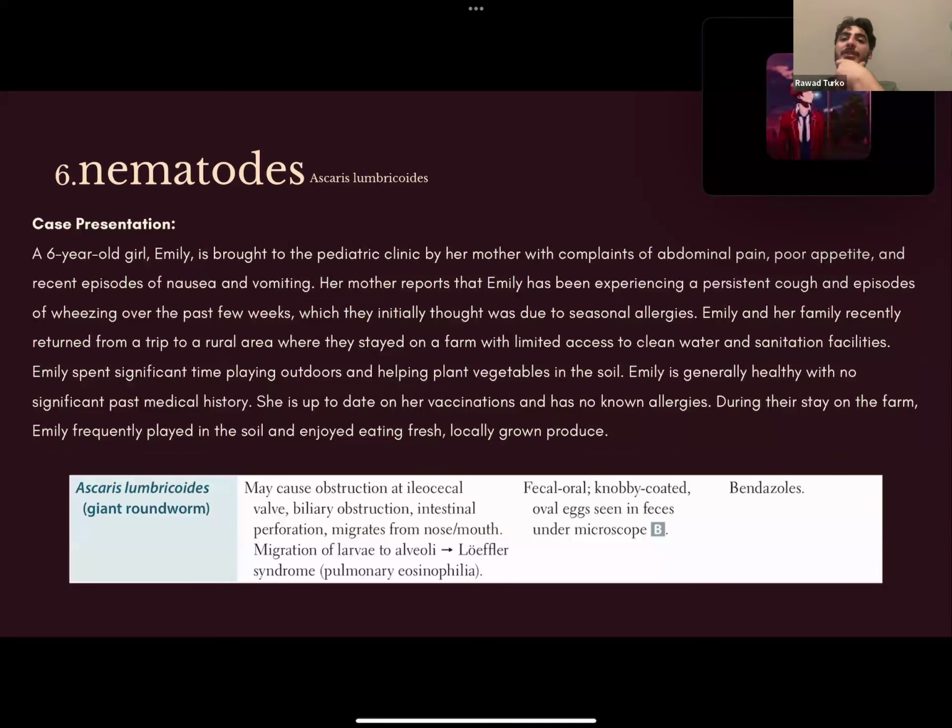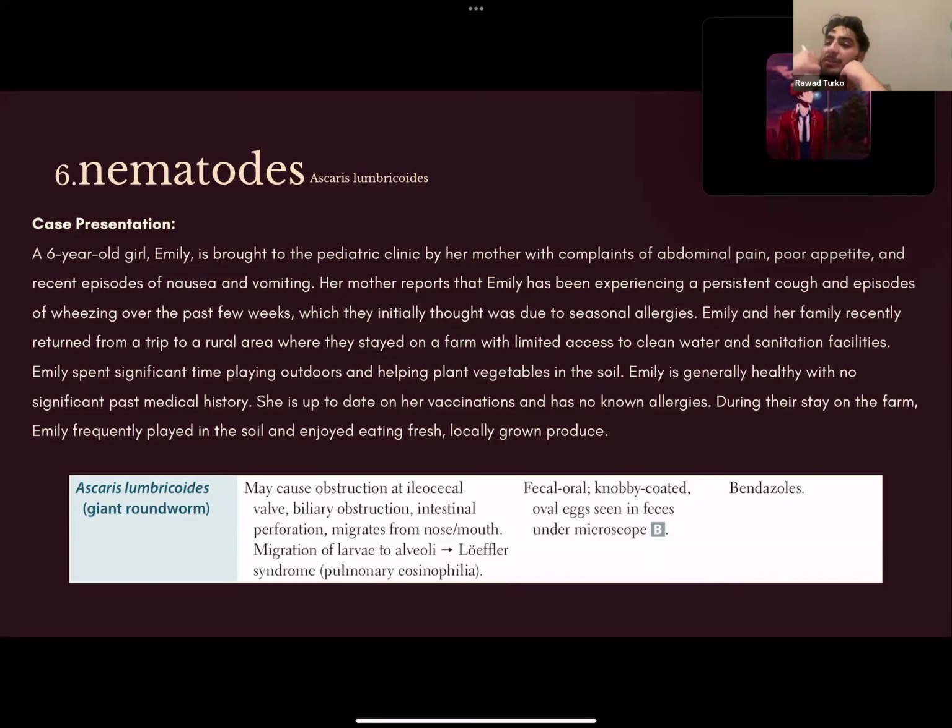All right. Now this is a presentation. A 6-year-old girl, Emily, is brought to the pediatric clinic by her mother with complaints of abdominal pain, poor appetite, nausea and vomiting, persistent cough, and episodes of wheezing over the past few weeks, which they initially thought was due to seasonal allergies. Okay, so she was experiencing a persistent cough, but now she's experiencing more abdominal pain. So what is that telling you?